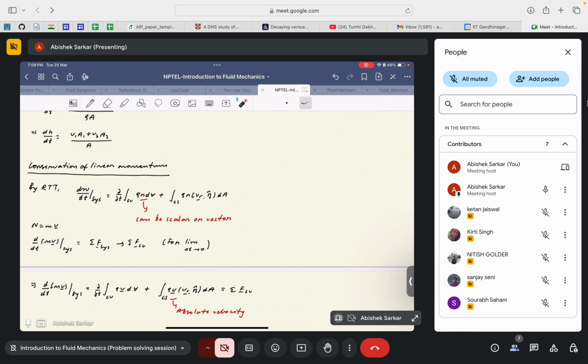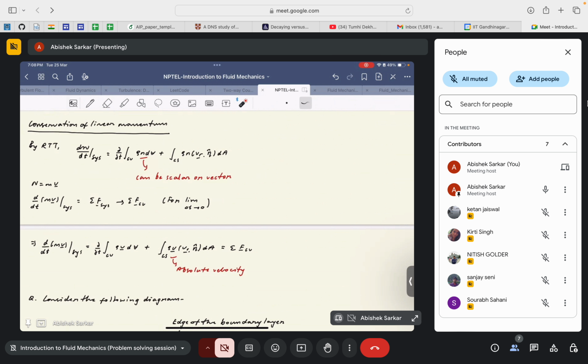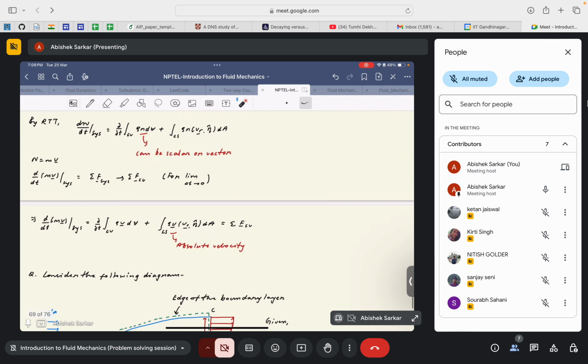So if we do that, replace small n by capital V, but VR will remain as such. We'll have d by dt of mv for the control system is equal to dou by dou t of the volume integral of rho v dV, where v is the absolute velocity of the fluid flow, plus the surface integral of rho v vr dot n cap dA, where v is the absolute velocity and vr is the relative velocity of fluid with respect to the control volume. This corresponds to the net force that acts on the control volume.